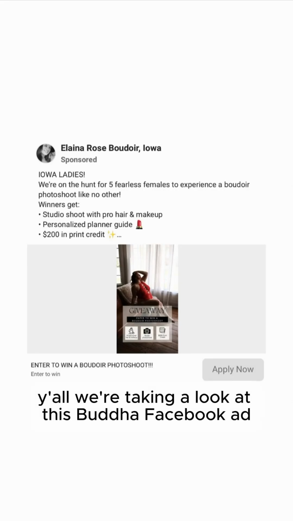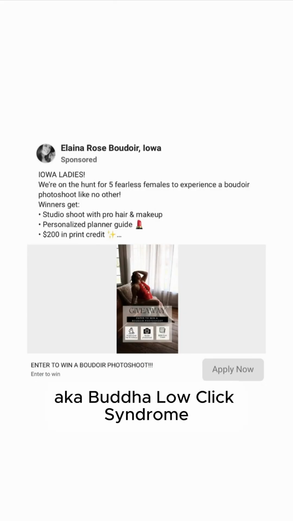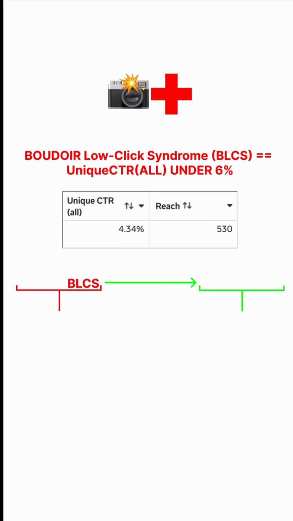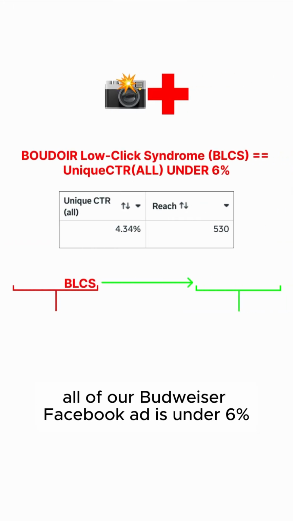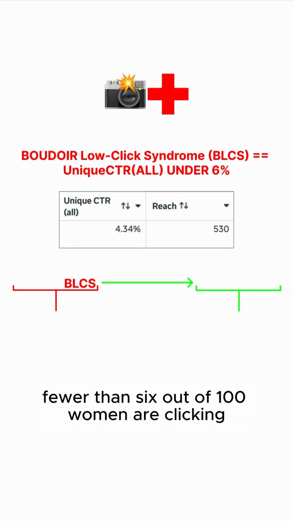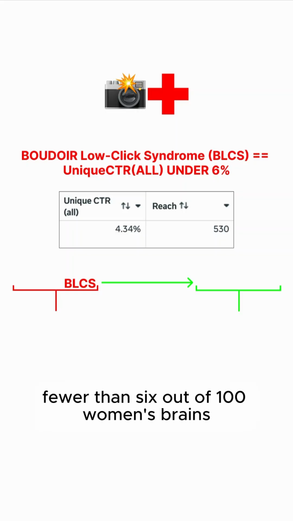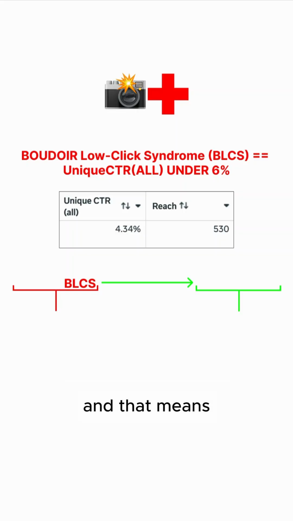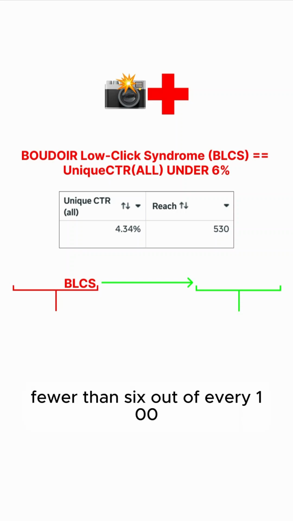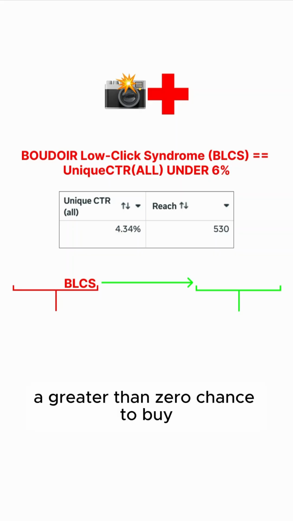All right, y'all, we're taking a look at this Boudoir Facebook ad. We're going to diagnose it, see if we believe it has BLCS, aka Boudoir low click syndrome. BLCS is when the unique CTR on our Boudoir Facebook ad is under 6%, aka fewer than 6 out of 100 women are clicking anywhere on our ad. That means our ad is entering fewer than 6 out of 100 women's brains, and that means fewer than 6 out of every 100 women that see our Boudoir Facebook ad have a chance, greater than 0 chance, to buy.